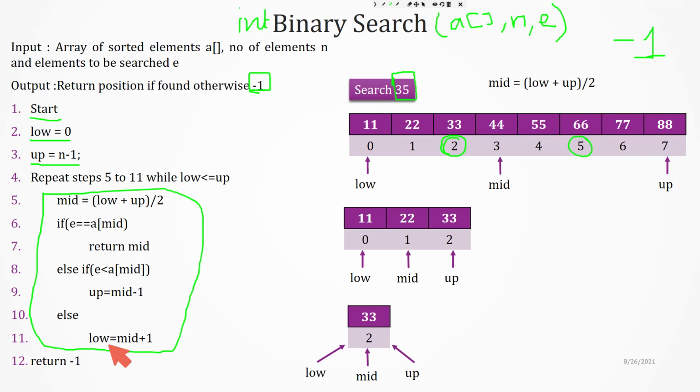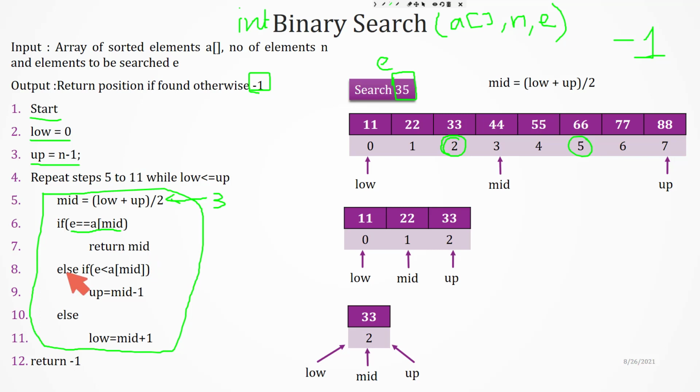Yes, sir. What will be the value of mid here in this example? 3. Okay, 3, good. Now whether this condition is true, E equal to A of mid. E is 35. Okay. Now, then what happens?